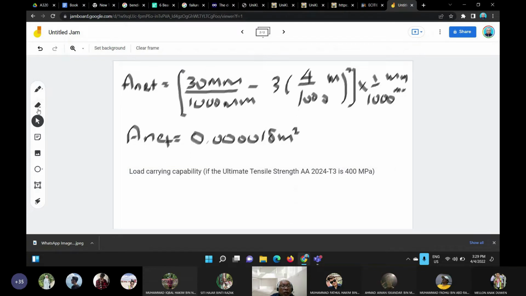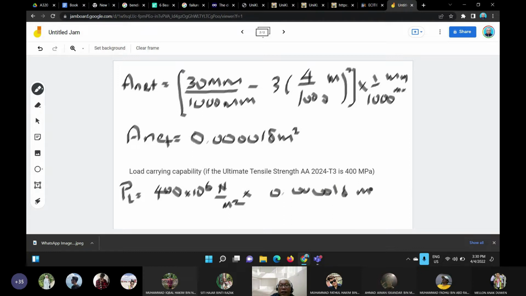So the load carrying capability will be P load, which is stress, 400 times 10 to the 6 because mega. Pascal is Newton per meter square, times the area 0.00018 meter square. So meter square cancels.